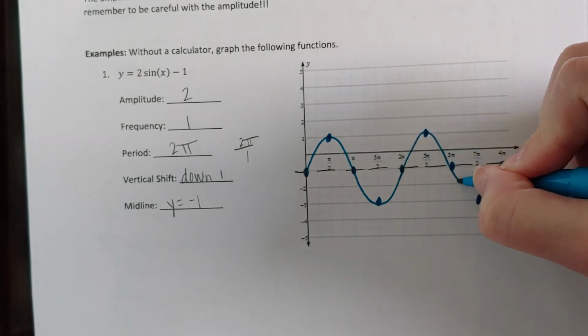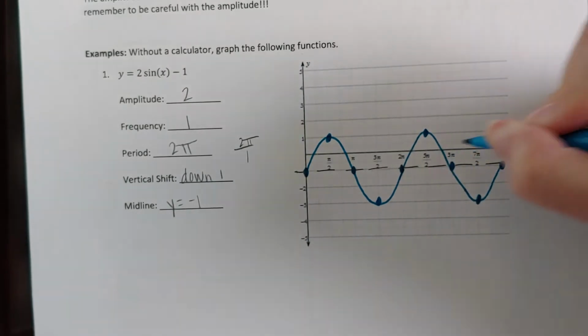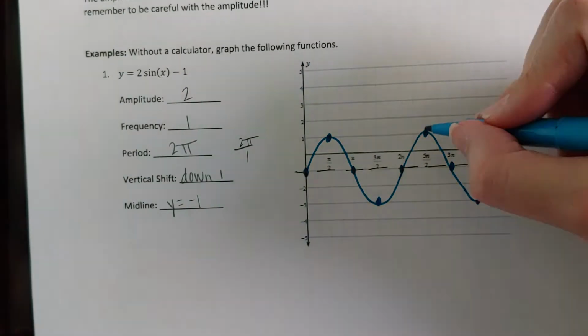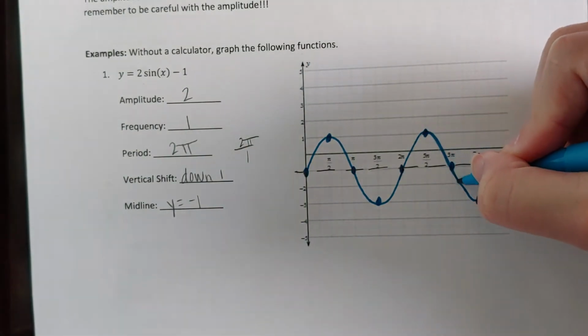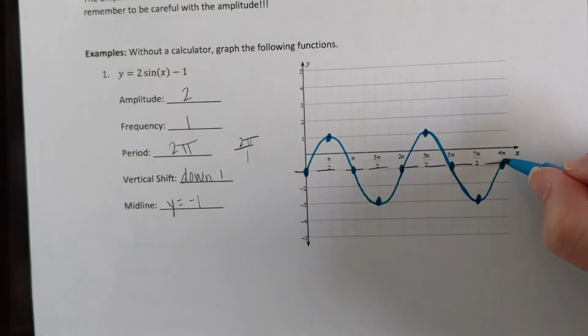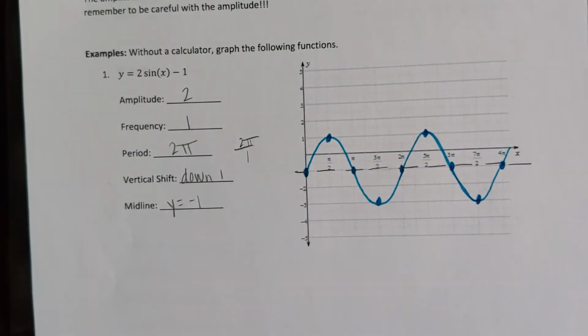Make sure you connect it with a curve. Make sure you make it neat. My first curve is a little bit better than my second curve. It's kind of straight right here, but you get the idea. Okay, it would keep going. You're welcome to extend it past there if you want to. You don't have to. You could stop it right at 4 pi.